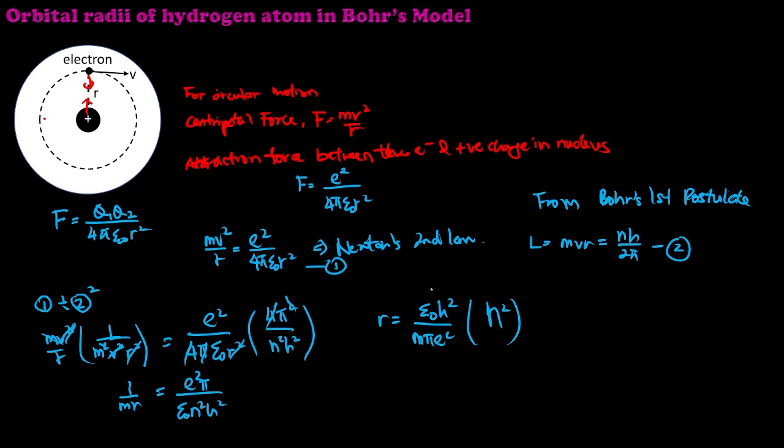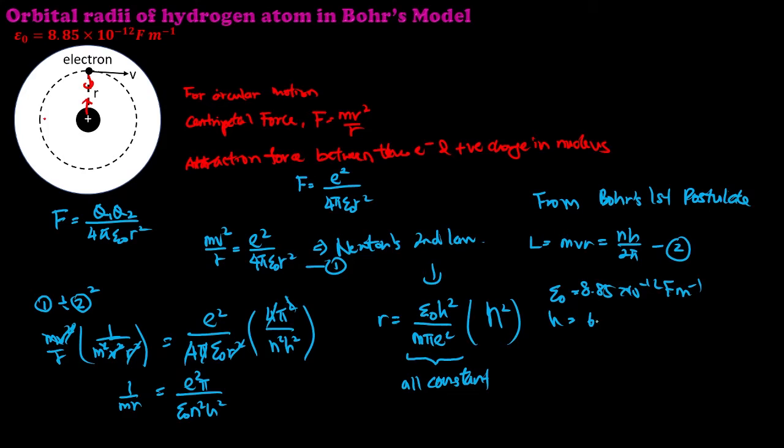Okay, so why do I put the orbital radii in this form? Because everything outside the brackets here is a constant, right? Epsilon naught is equal to 8.85 times 10 to the power of negative 12 farad per meter, and then we have h, which is the Planck constant, 6.63 times 10 to the power of negative 34 joule seconds.